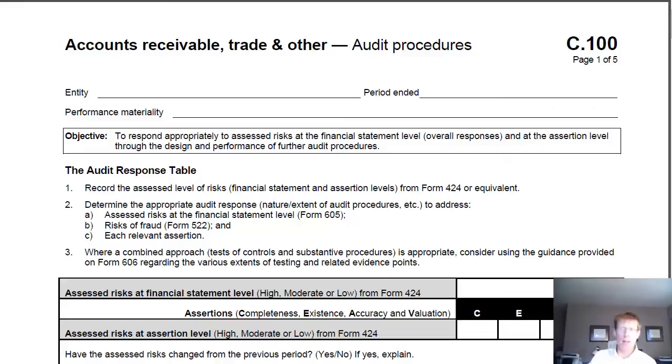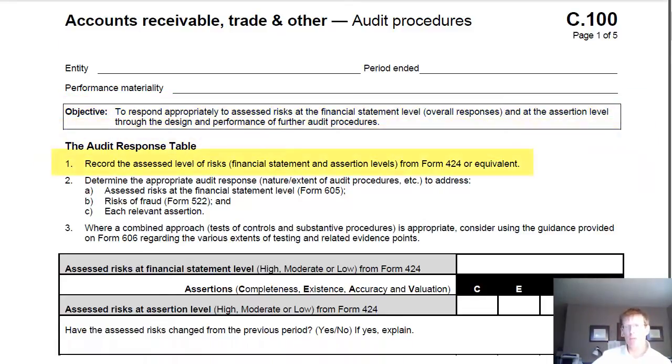So, like many working papers, the top of our working paper is documented with our client's name, the period ended, and also a documentation of our materiality level. There's an objective here which is important to point out. So notice that we're now into the audit procedures. We're now into the substantive. So it's a response to our assessed risks at the financial statement level as well as at the assertion levels that have been documented elsewhere in our file.